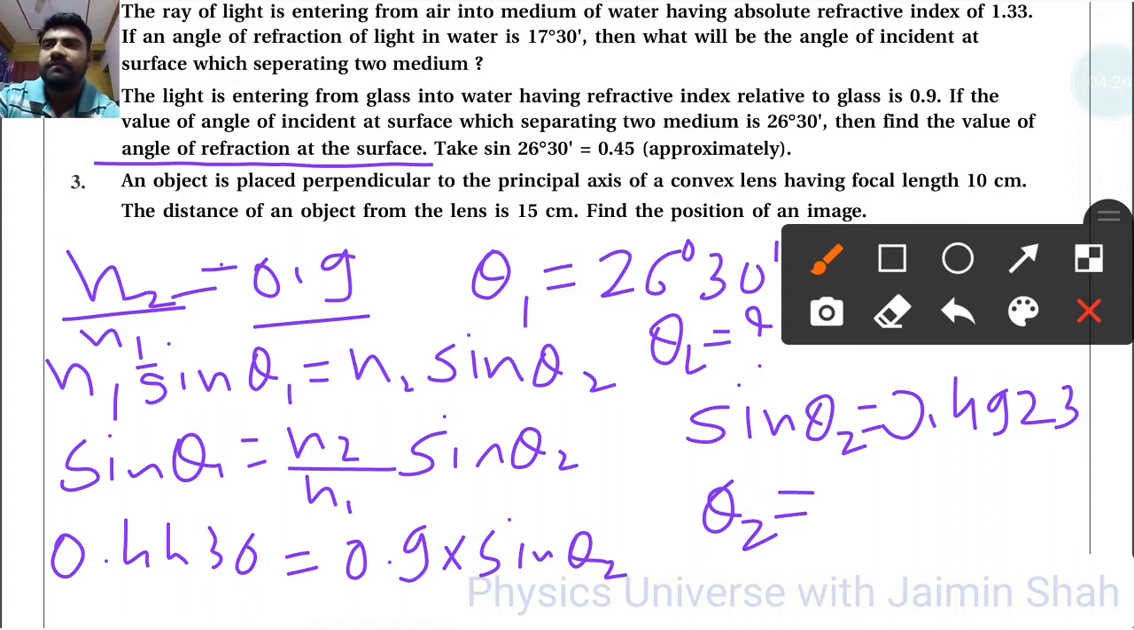So theta 2 is equal to sin inverse of 0.4923, so that is 29.49. So that is our answer, 29 degree 49 minute.